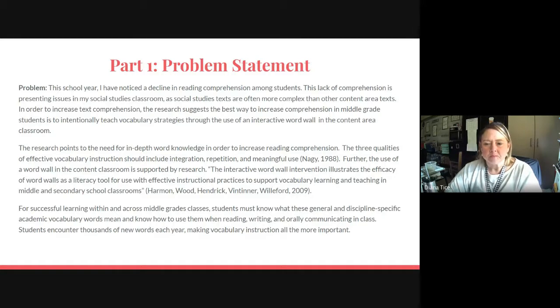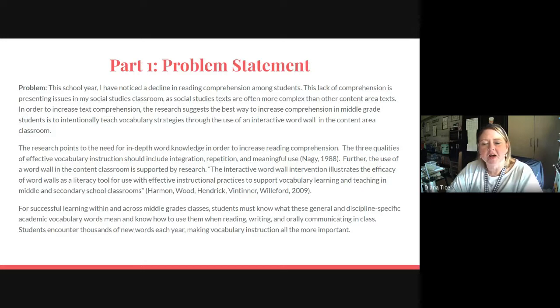But the research points to the need for in-depth word knowledge in order to increase reading comprehension. So the three qualities of effective vocabulary instruction should include integration, repetition, and meaningful use. What I focused on with this particular statement is not only the integration and repetition, but also the meaningful use in the classroom. Letting the students use the vocabulary, we go way beyond a word and a definition.